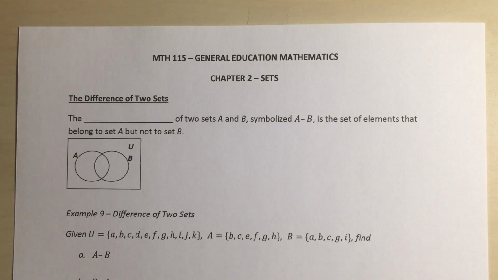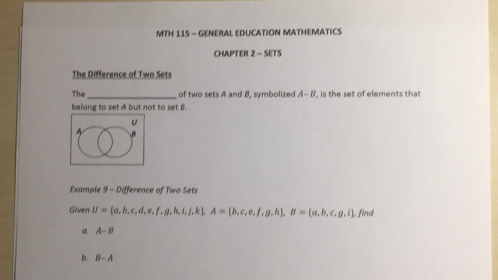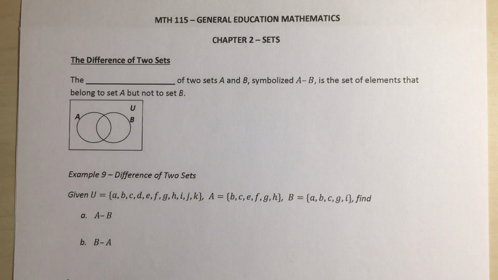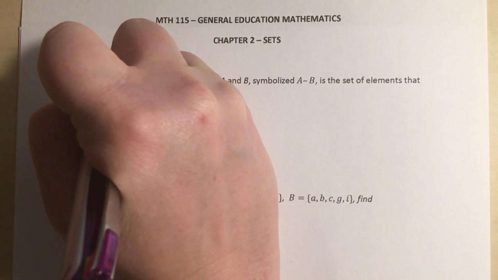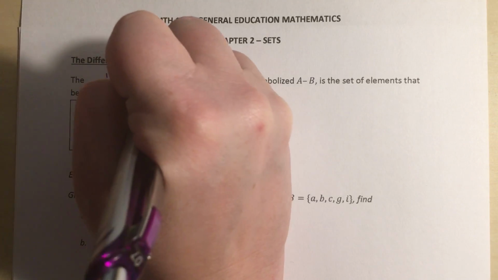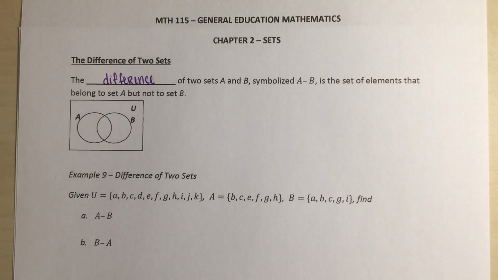The next example that we're going to look at is not as closely related to our previous examples because we're not dealing with intersections, complements, or unions in this case, but we are going to look at another relationship between sets called the difference. So the difference of two sets, A and B, symbolized A minus B, so it just looks like a subtraction sign, is a set of all elements that belong to set A but not to set B.